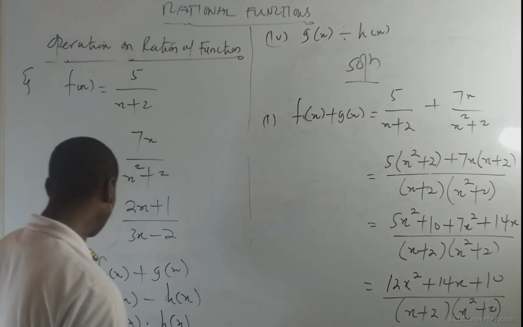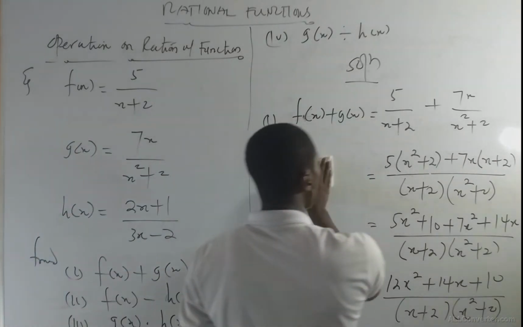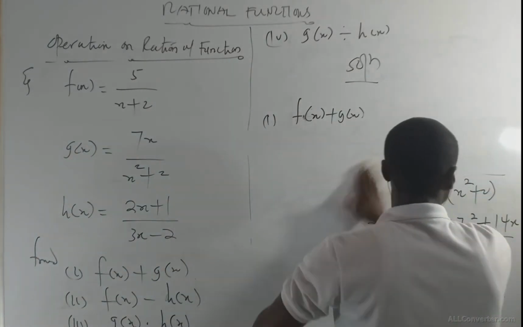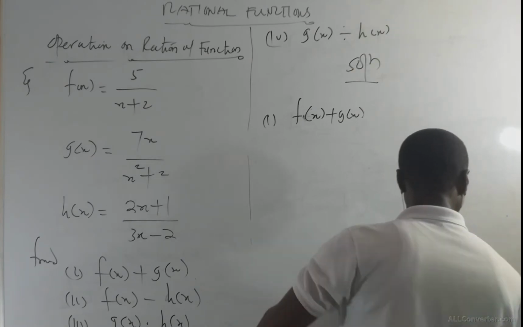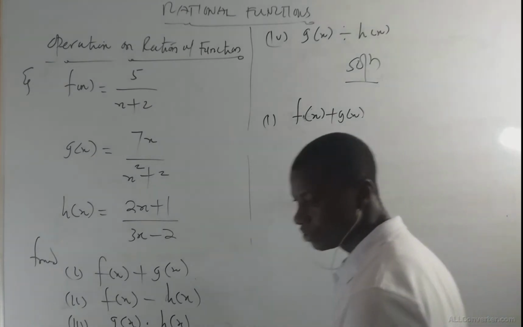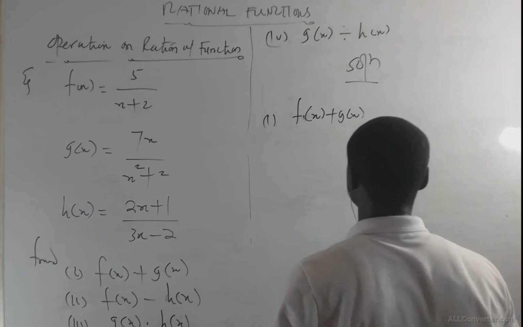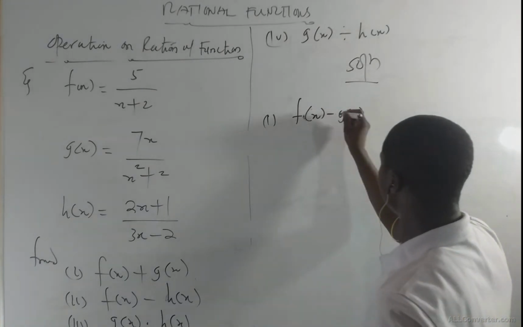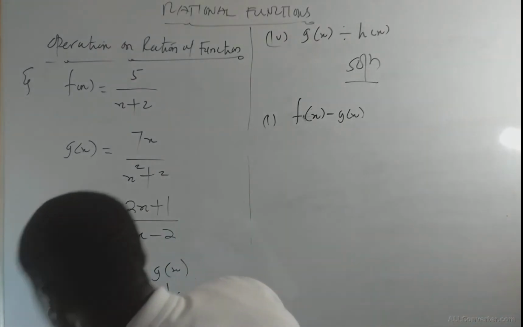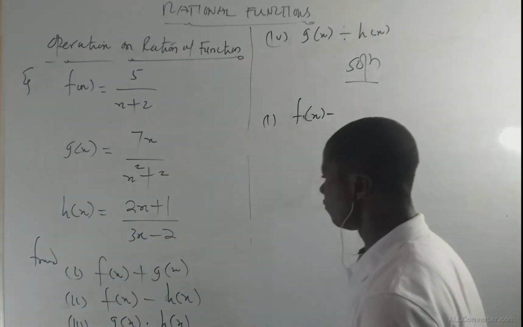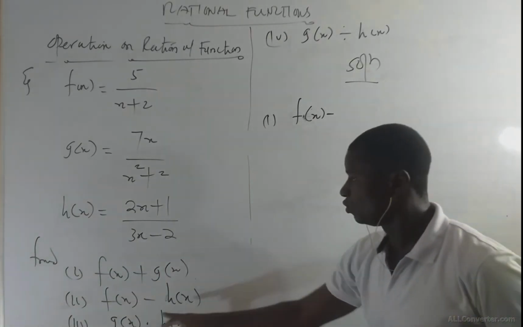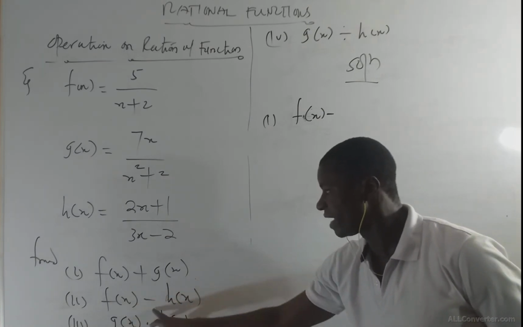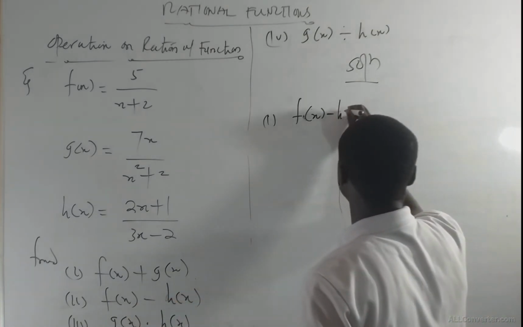Now we are going to look at the second question. Don't forget that the second question is subtraction. So we are looking at operations on rational functions. The second question is f of x minus h of x. It is not g of x. So it is f of x minus h of x.